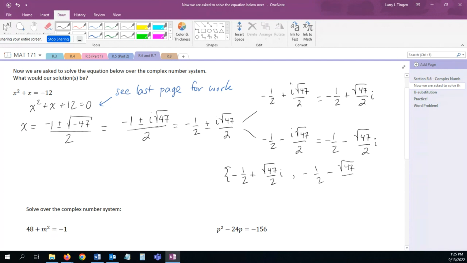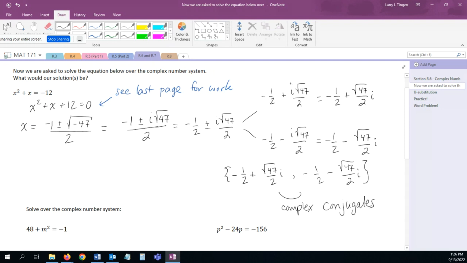of solutions. Anybody know what these are for each other? Take a look at the difference. What's the difference between the two solutions here? Everything's the same except for one piece. Right? The only thing that's different between -1/2 plus square root of 47 over 2 times i and -1/2 minus the square root of 47 over 2 times i is that sign in the middle. So these turn out to be complex conjugates.